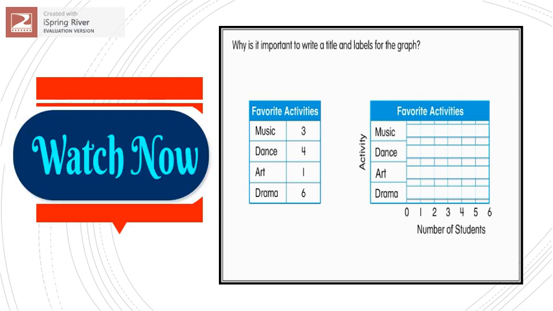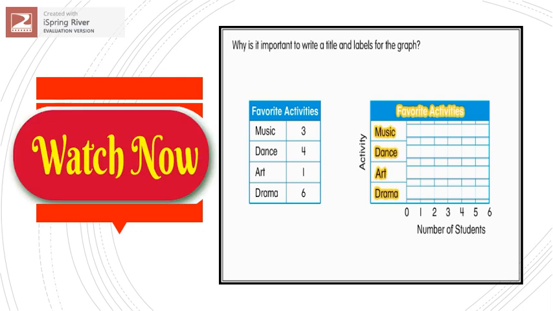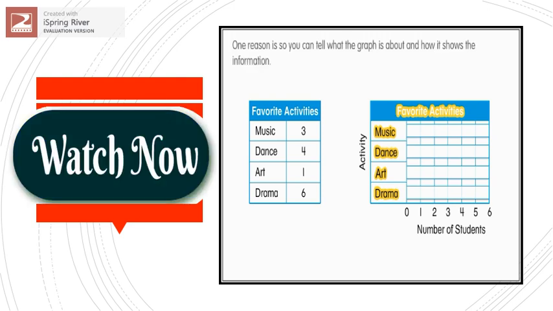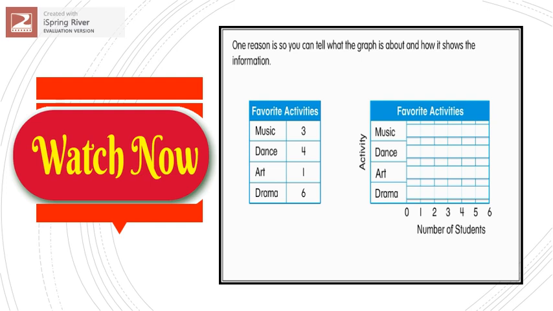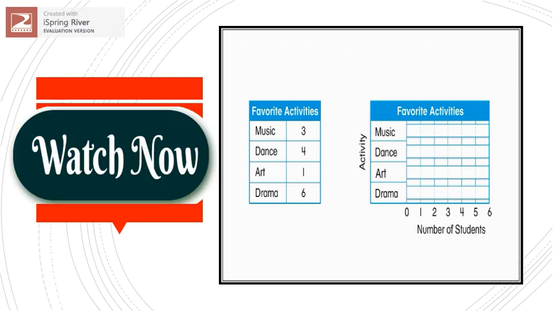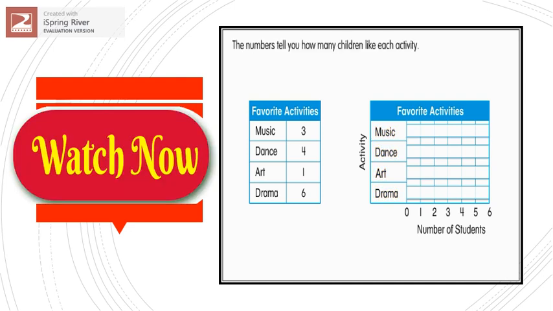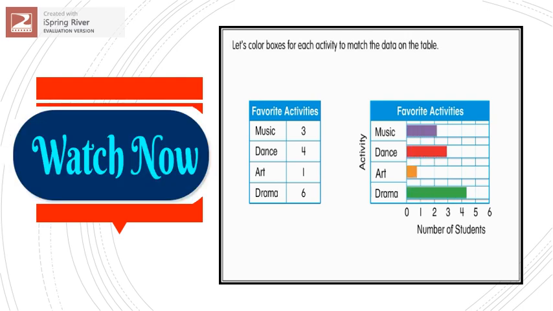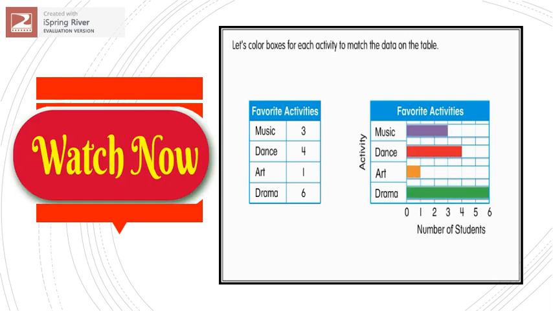Why is it important to write a title and labels for the graph? One reason is so you can tell what the graph is about and how it shows the information. These labels tell you what the activity is. The numbers tell you how many children like each activity. Let's color boxes for each activity to match the data on the table.